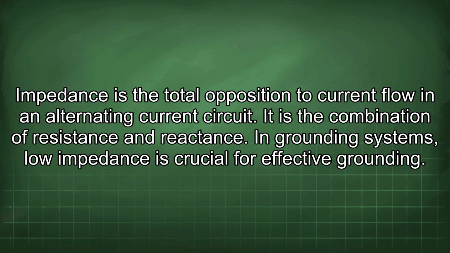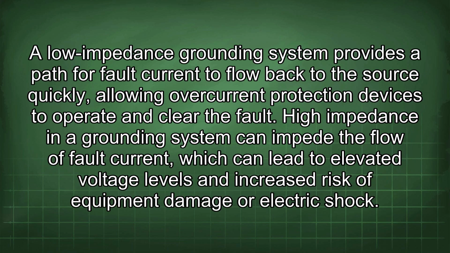Impedance is the total opposition to current flow in an alternating current circuit. It is the combination of resistance and reactance. In grounding systems, low impedance is crucial for effective grounding. A low impedance grounding system provides a path for fault current to flow back to the source quickly, allowing overcurrent protection devices to operate and clear the fault.